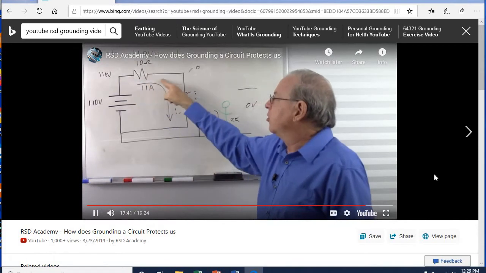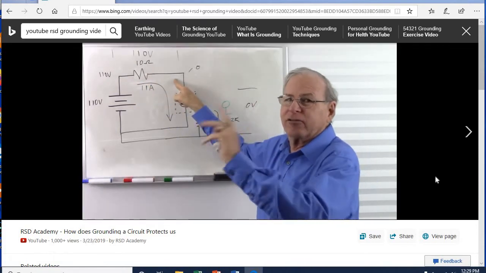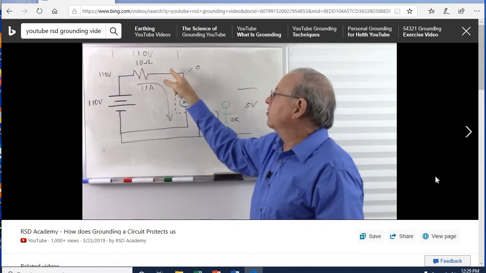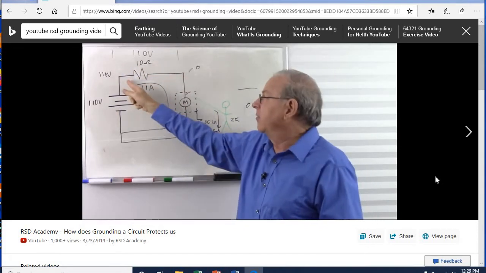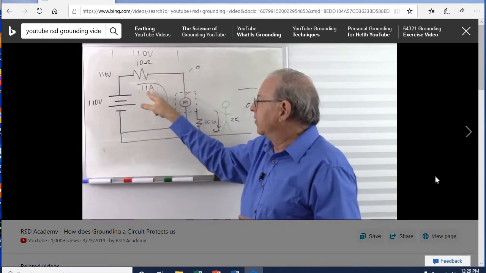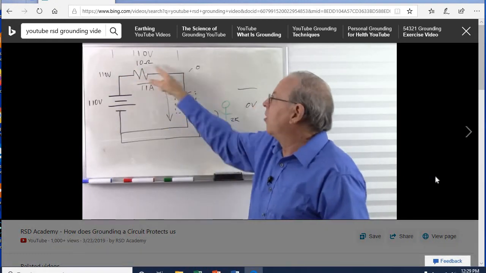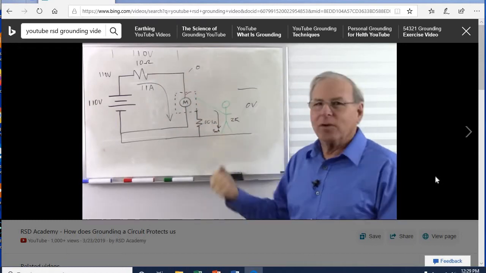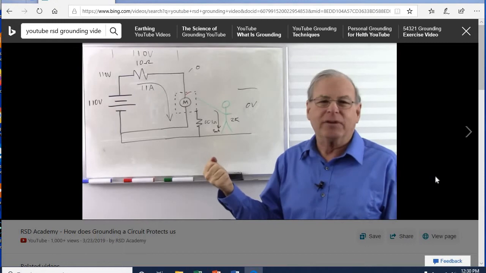I pull so much current through this resistance, which is out in the system, we can't get rid of it, that I lose all of my voltage across there. Simple Ohm's law. I take current through a resistor, I lose voltage. That Ohm's law formula with 11 amps, I lose all my voltage. I have nothing left here to be dangerous. So I can hold that all day long and wouldn't even know it.